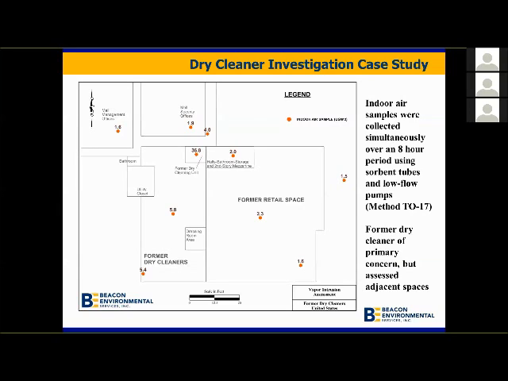The results found an exceedance in the former dry cleaner space near where the dry cleaning machine was previously located, as the first round of sampling had also indicated. But all other measurements were below the exceedance level of 8 micrograms per cubic meter.